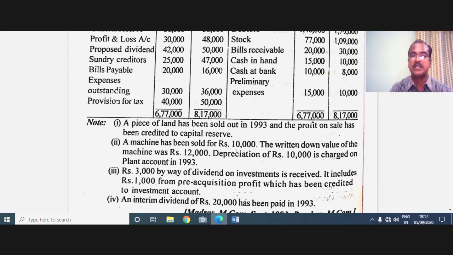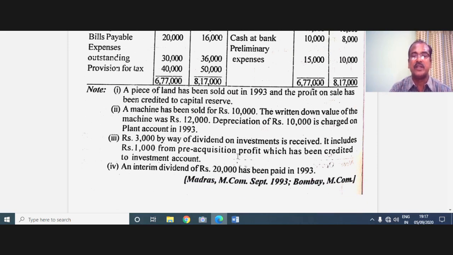Depreciation of 10,000 rupees is charged on plant account. So in addition to this sale of machinery, they have also charged a depreciation amount of 10,000 rupees on plant and machinery, which is a non-fund expenditure. Therefore, in the adjusted P&L account, it would be recorded as non-fund expenditure, 10,000 rupees.